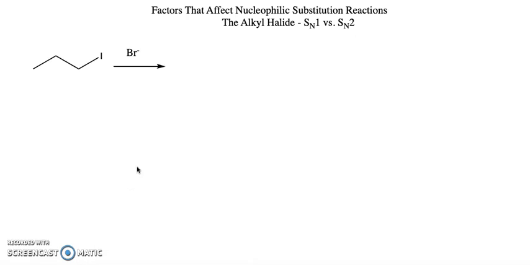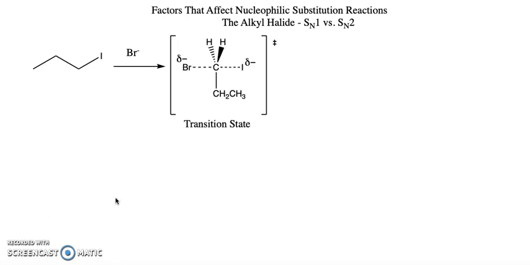Start off looking at the SN2 reaction on a primary alkyl halide like this one and like this reaction. And what we're going to look at first is not going directly from the reactant to the product, but we're going to look at what the transition state for this reaction looks like. This is the transition state, and when we draw a transition state, we always put it in brackets, and we use this little symbol here to indicate it's a transition state.